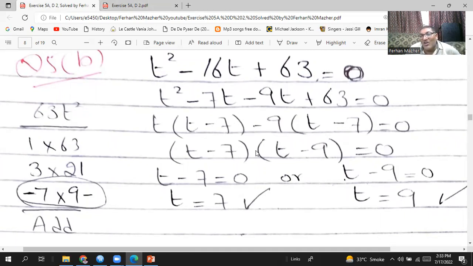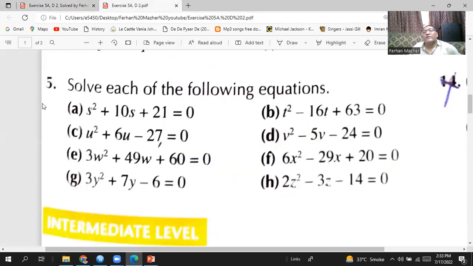These solutions are also called roots. Remember this thing. The solutions, they are also called roots. So that was question number 5, B part. I hope you understand. Question number 5, it's C part.